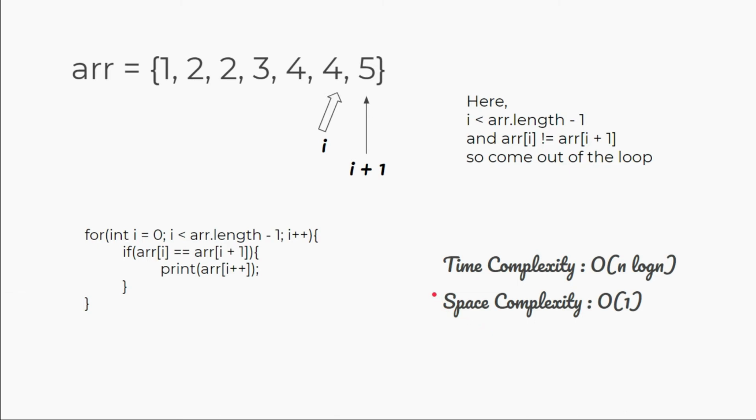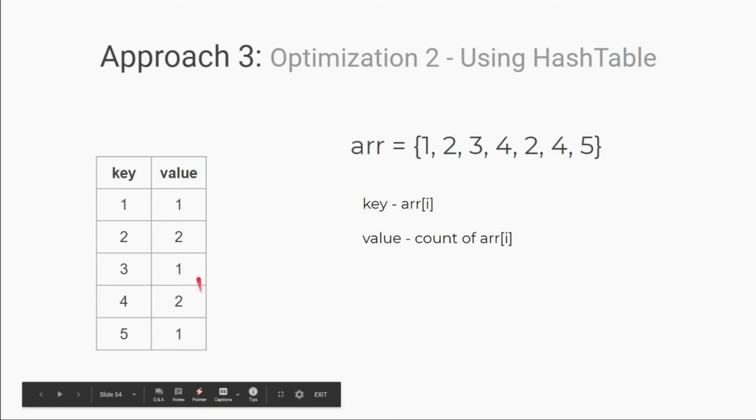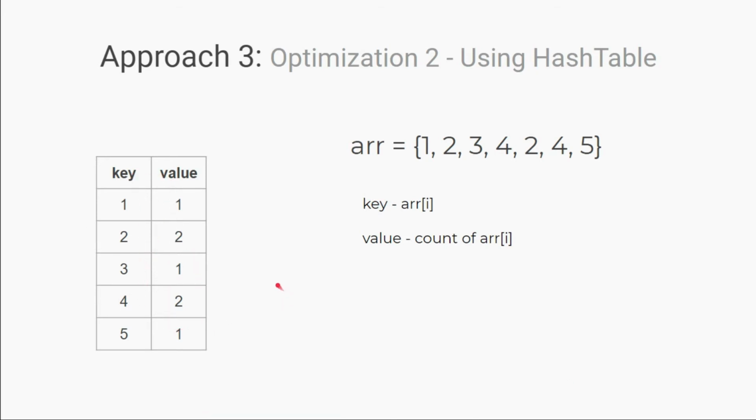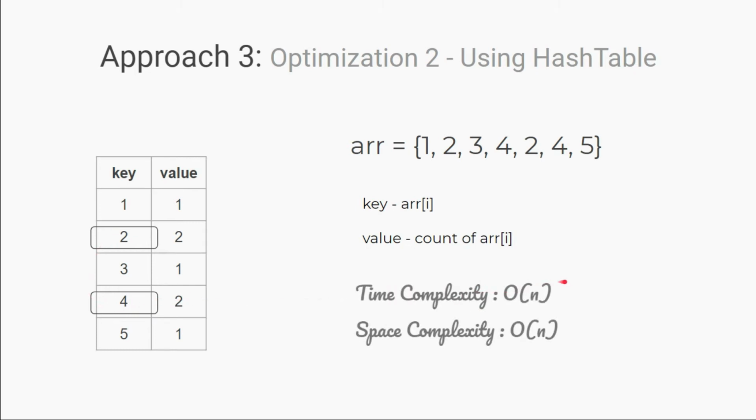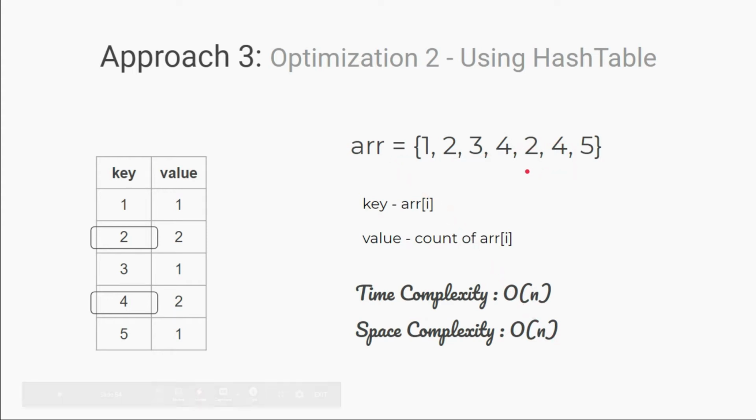The idea is similar to what we have seen in unique elements. We need to store the values of the array as key and their count as value. Then we'll iterate over the map and print all the keys whose values are 2. This approach will take O of n time and O of n space, where n is the length of the array. So let's see this in code.